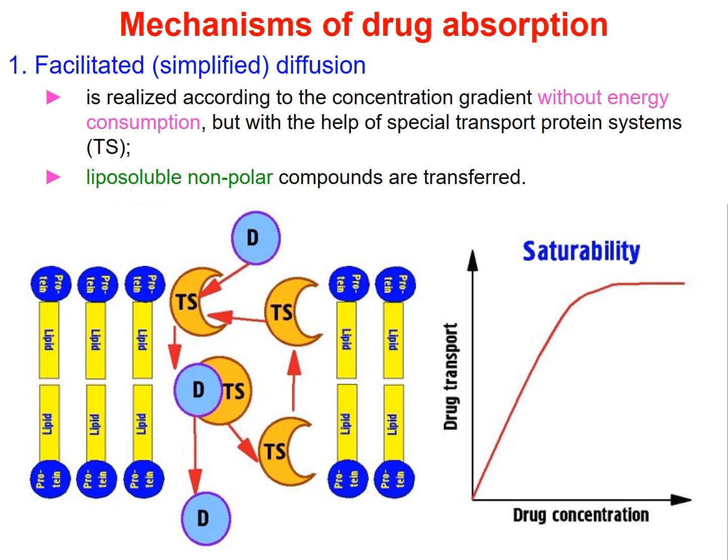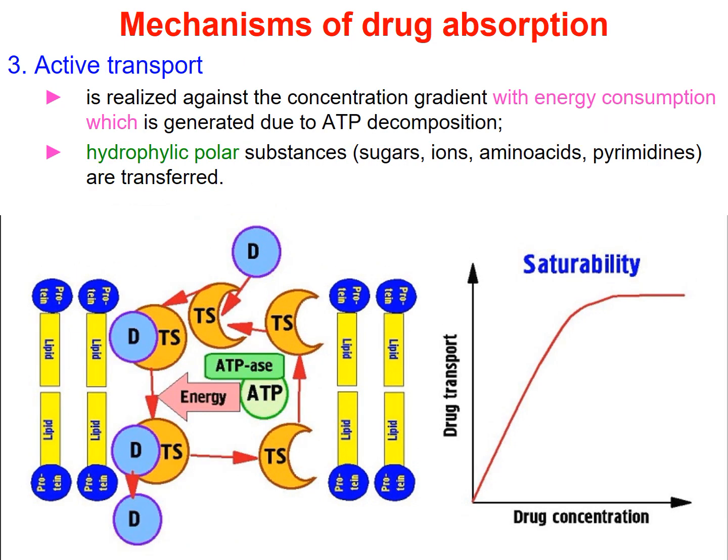This happens because the number of these transport systems is limited in the cell membrane, and at this point we have the situation when all transport systems are occupied with the drug molecules, and the further increase in concentration of the drug from the outer side of the cell membrane does not lead to the increasing of the binding of these drug molecules with transport systems, because all of them are already occupied by other drug molecules.